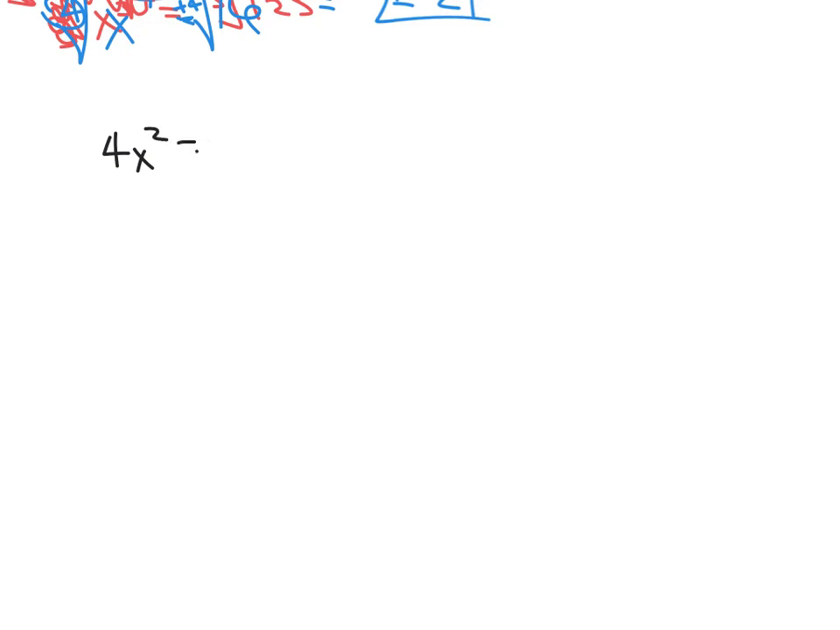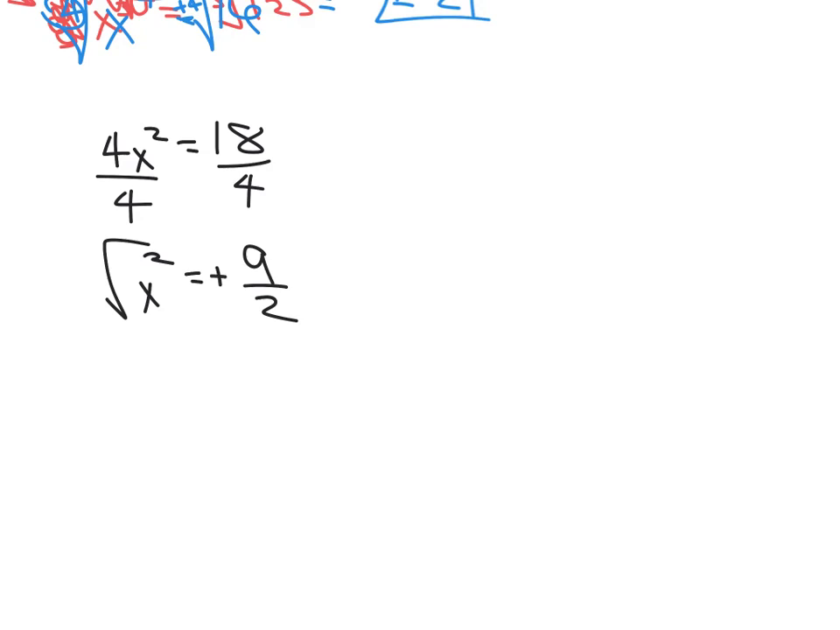4x squared equals 18. Divide by 4, divide by 4, we get x squared equals 9 over 2. Take the square root of both sides, and obviously we're going to do plus or minus there. So x equals the square root of 9, which is 3, over the square root of 2. Now the book leaves it that way.